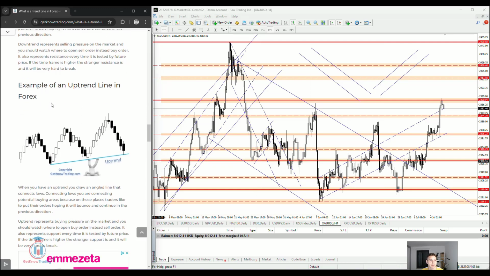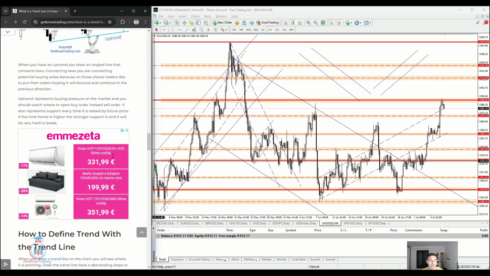Now here is an example of an uptrend line in Forex. We can see that here there is this line that is holding the price from falling down. That means a support.